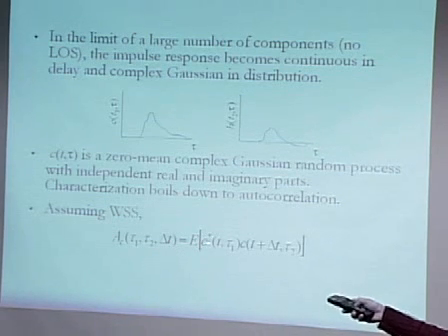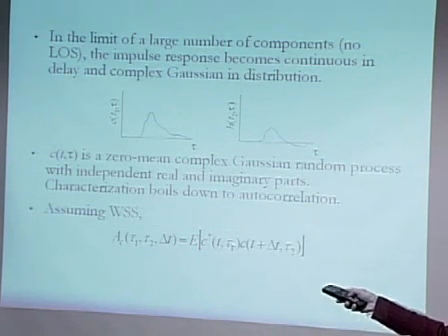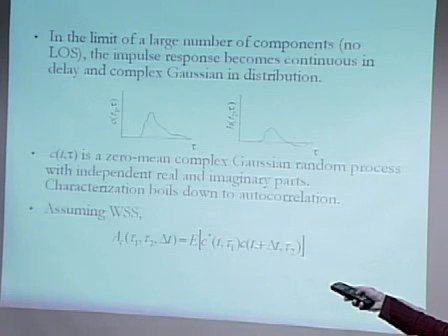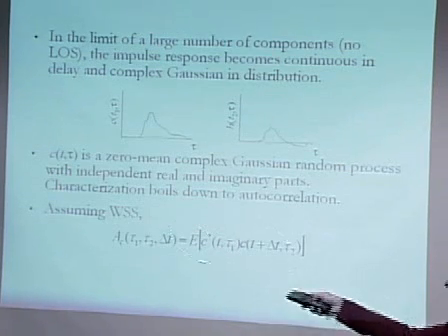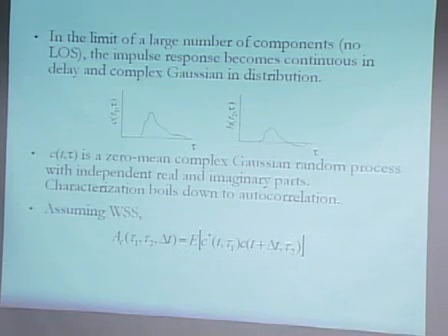So it's the expected value of C at time t and delay tau 1 times C at time t plus delta t and delay tau 2. So the expected value of this product is the autocorrelation. Yes? C is the impulse response. So the received signal is a convolution of C with the transmit signal, right? And this is a low pass equivalent, right?